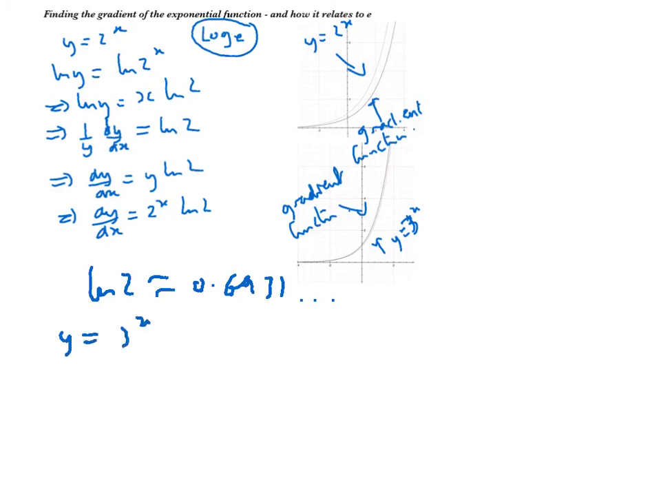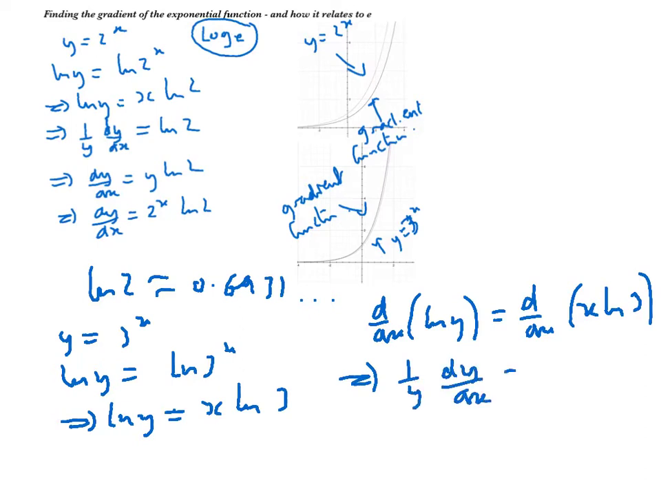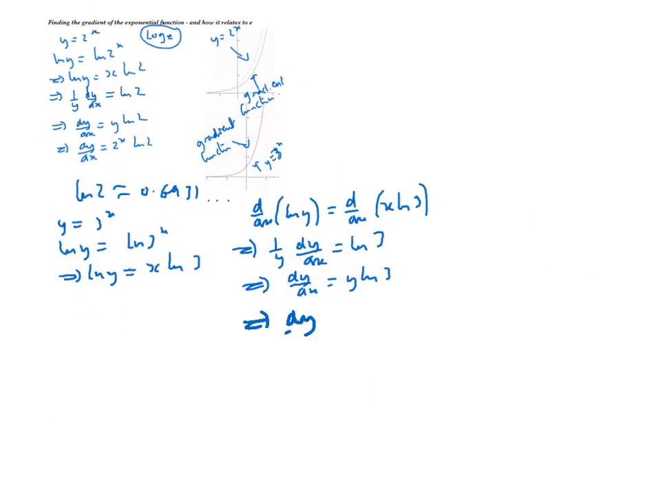Let's do the same for y equals 3 to the x. So log both sides gives me ln y equals x ln 3. Okay, and then differentiate both sides. So d over dx of ln y equals d over dx of x ln 3. With implicit differentiation, 1 over y times dy over dx equals ln 3. Let's bring over the y, and I get dy over dx equals y ln 3, and we started with y equals 3 to the x. So therefore dy over dx equals 3 to the x ln 3.